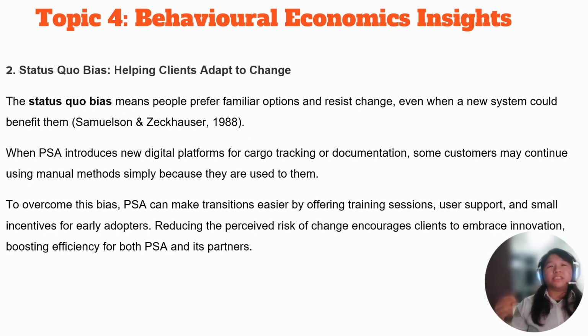Another example is status quo bias, where people prefer familiar routines and resist change. Some clients may hesitate to adopt PSA's digital platform or automation system. By offering training, support, and small incentives, PSA can help them transition smoothly, improving efficiency and satisfaction. Applying these insights, PSA aligns its strategy with how clients and employees actually behave, which leads to stronger relationships, better decisions, and higher innovation adoption.